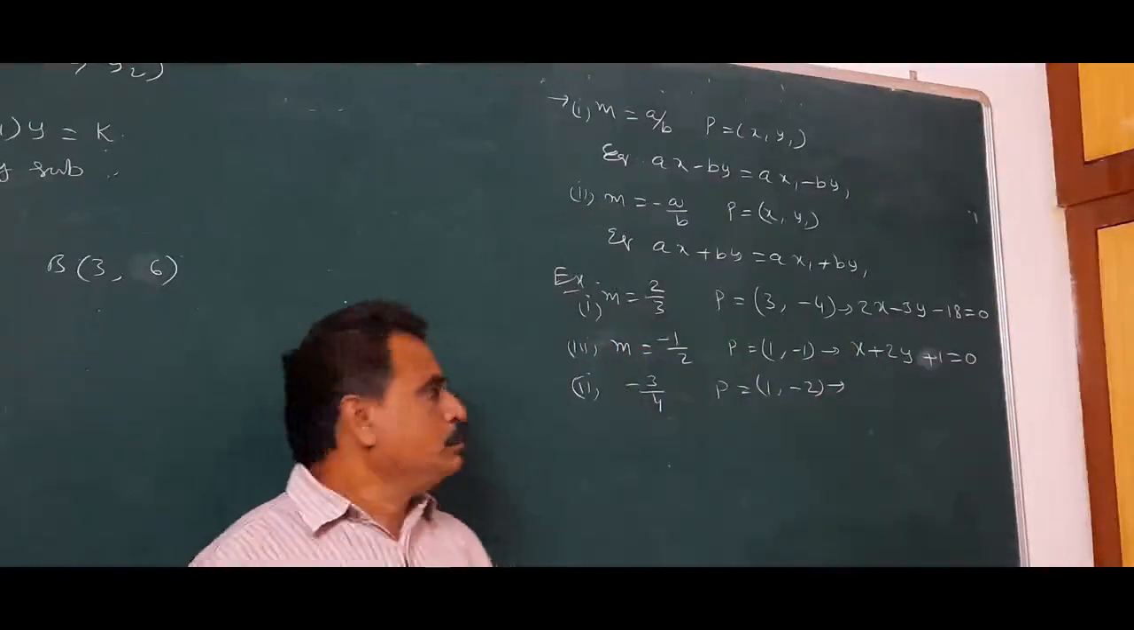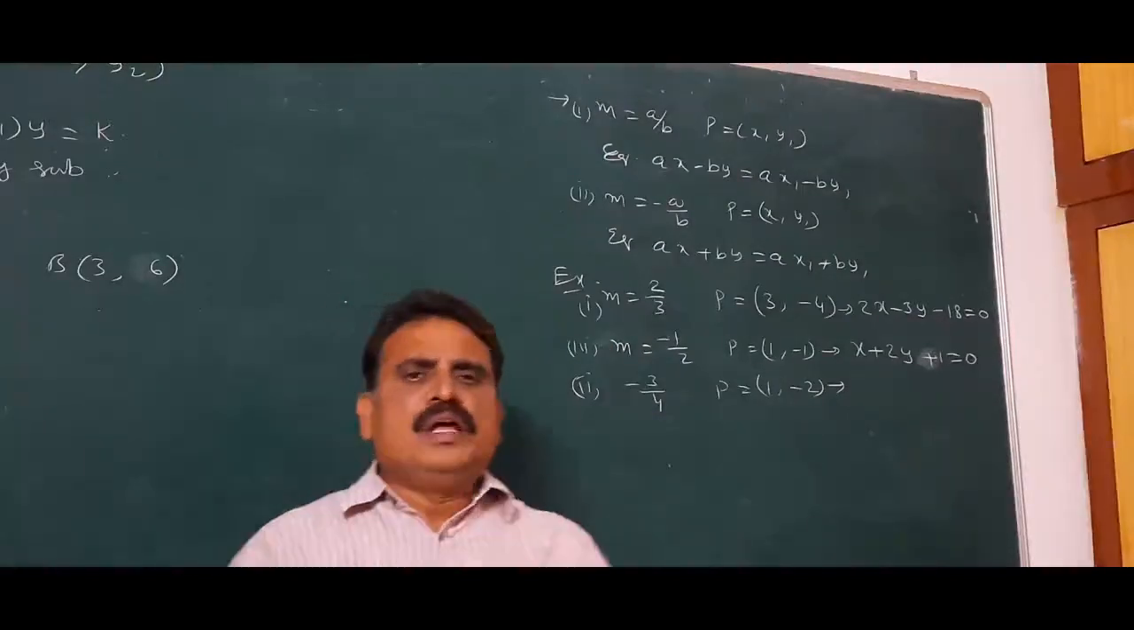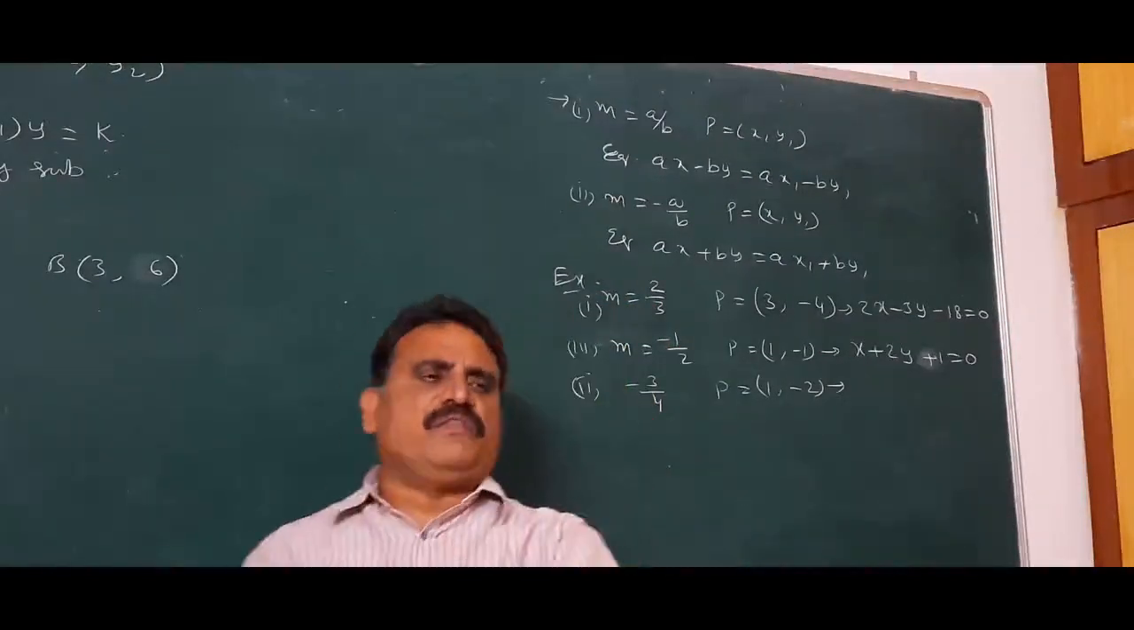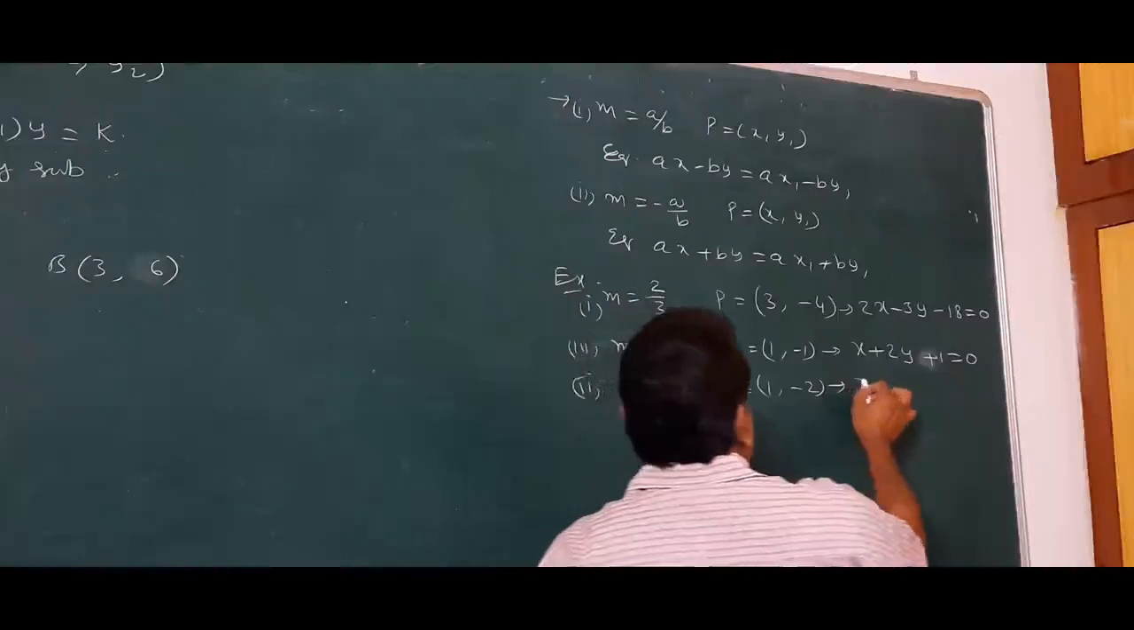Now here. Minus 3 by 4 slope. Minus a by b slope, ax plus by. So here 3x plus 4y.